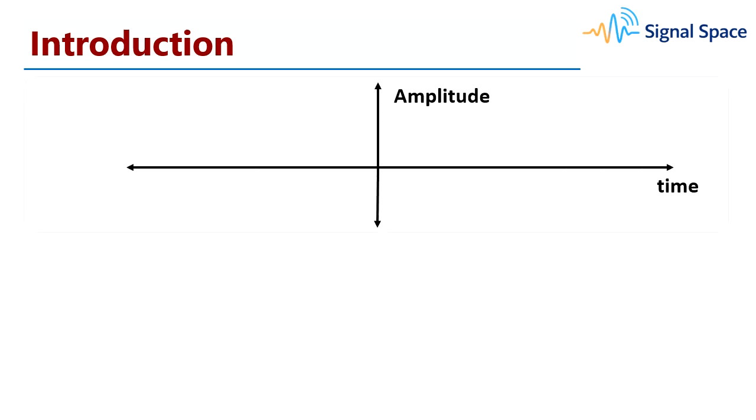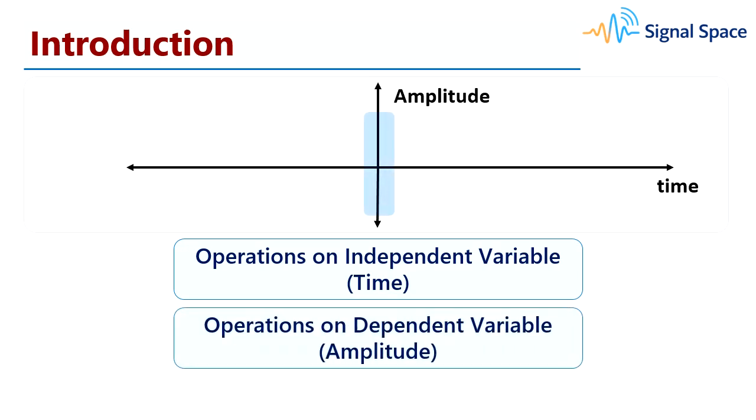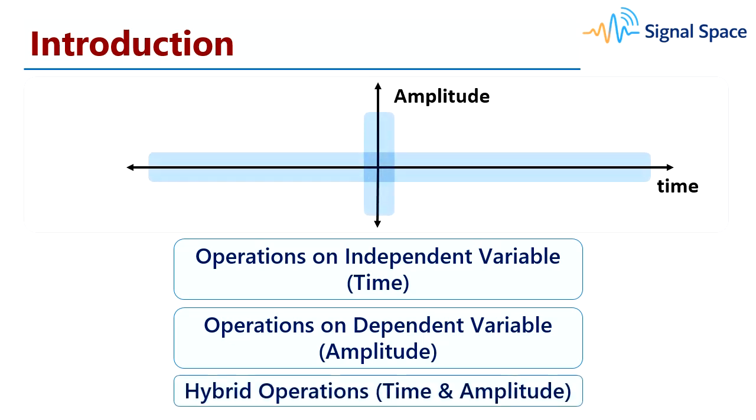Let's take a quick look at the key operations performed on signals. Every signal is defined by two core components, the independent and dependent variables. First, we have transformations of the independent variable, usually time itself. Next, operations that modify the dependent variable, altering the signal's amplitude. And some operations transform both variables simultaneously.